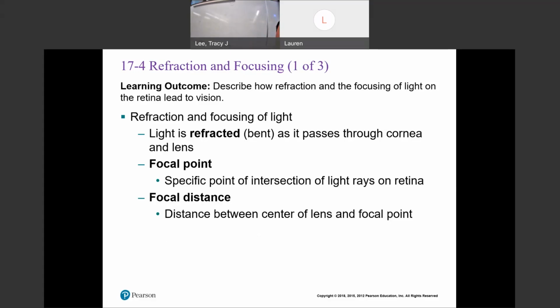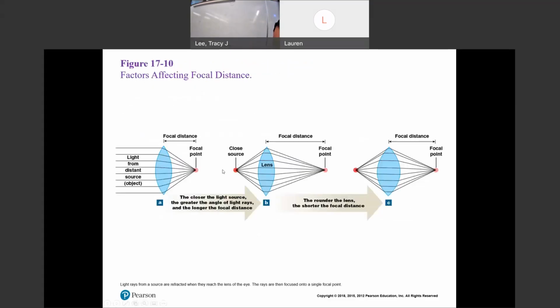And I don't ask a lot of details about this, so don't get caught up feeling like you have to spend a ton of time studying this. What I really want you to understand is who does the light bending, where are we trying to bend the light to, and what happens when we alter the shape of the cornea and we alter the shape of the lens. You don't have to know all these little details of this.